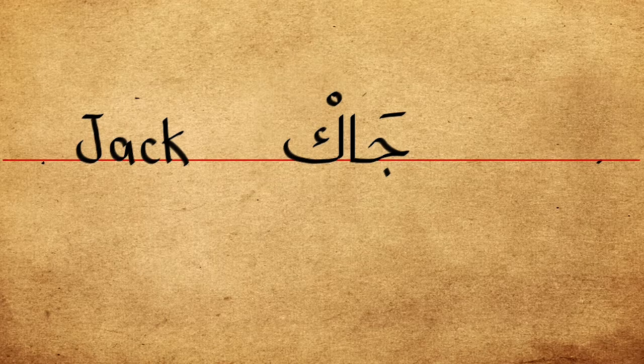Jack. Here's the first or the initial form of the letter G, and here is the final form of the letter Alif, the final or the medial, and here is the last shape of the letter Kaf. Jack. The next name is Thomas.